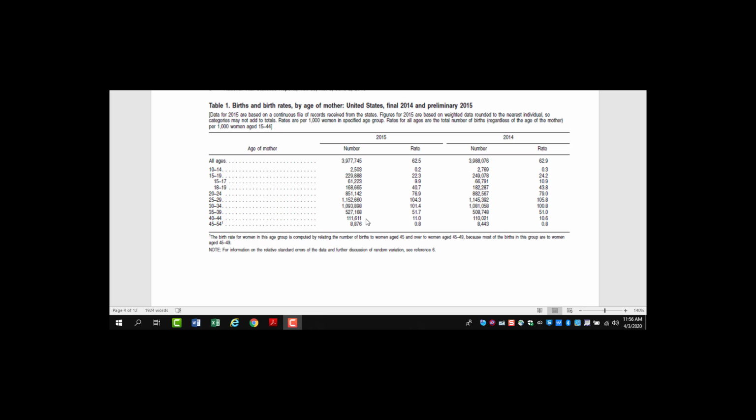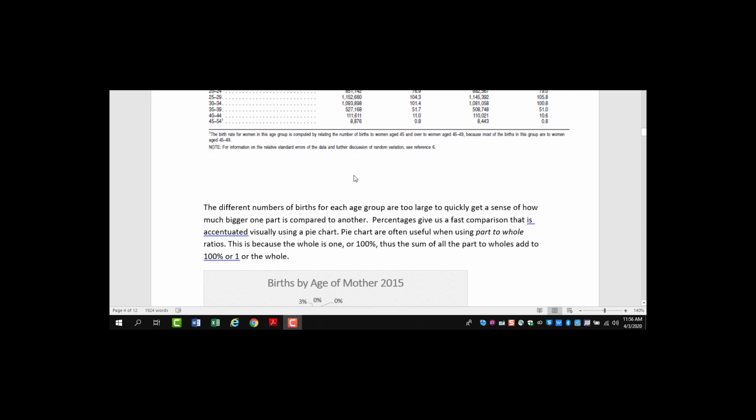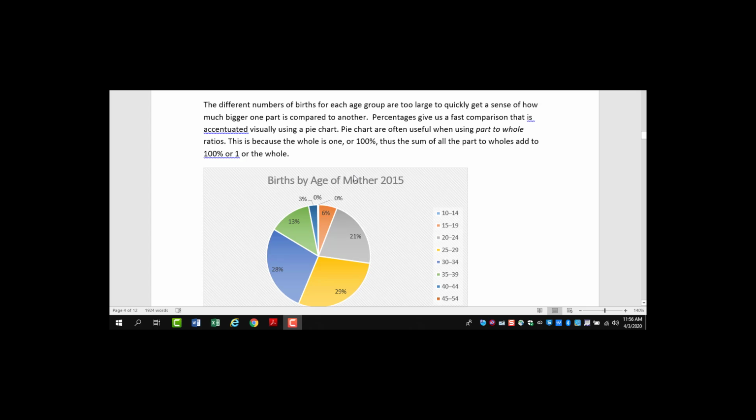Well, what we're going to do is look at the percentages here. What percent of births were from 10 to 14-year-olds? What percent of births were from 30 to 34-year-olds? So we're going to make these into percentages, part to total women of childbearing years. So here would be 10 to 14.